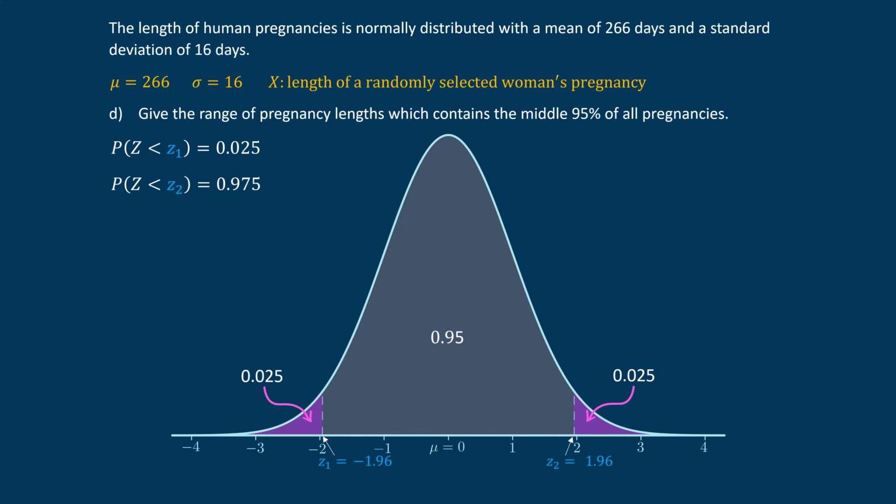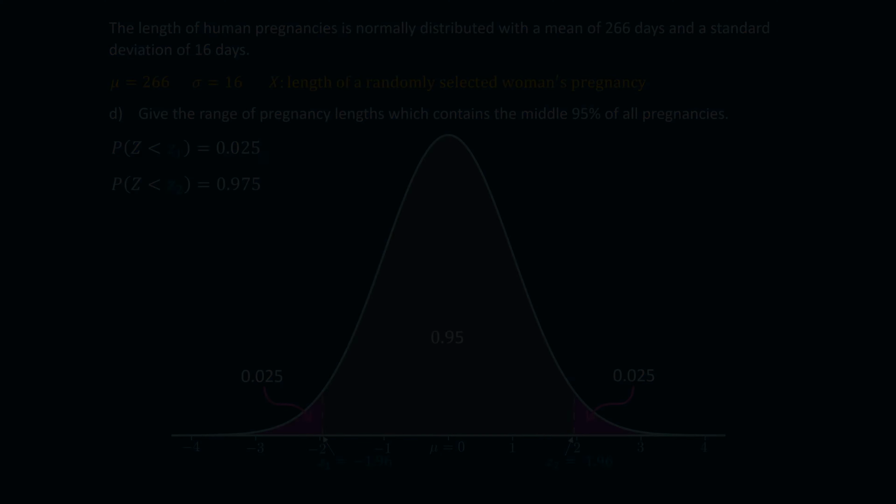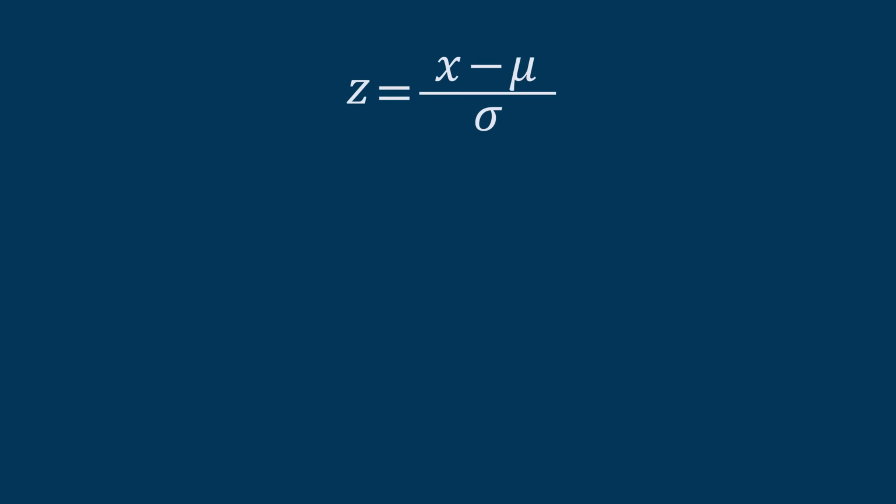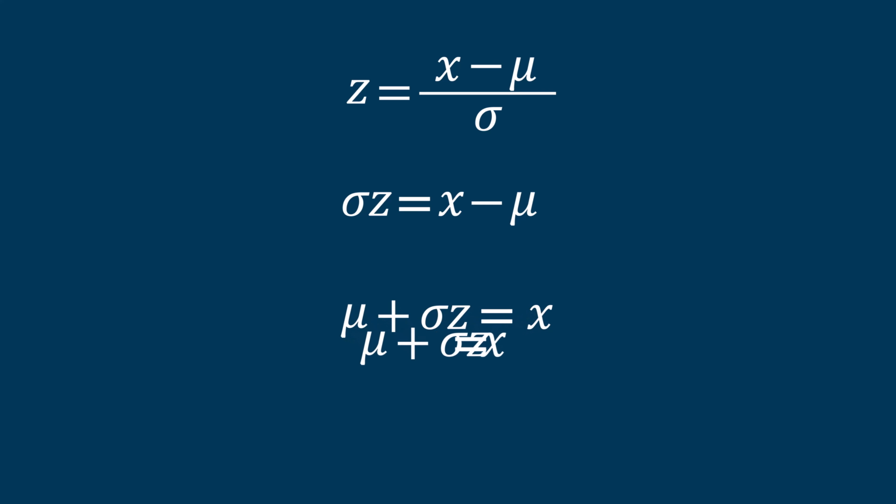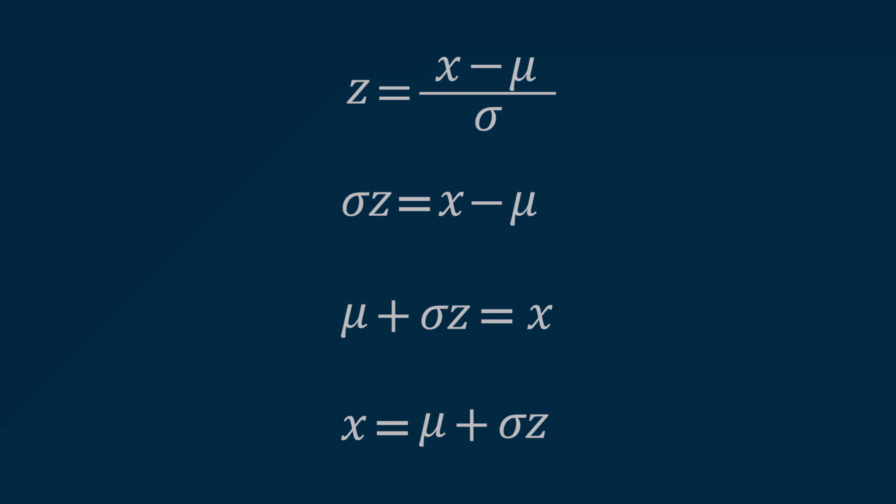The next step is to convert the two z-scores we found to x values representing pregnancy lengths. To do this, we'll need to solve the z-score formula for x. First, we multiply both sides of the equation by sigma to get sigma times z equals x minus mu. Then we add mu to both sides of the equation, and from that we get mu plus sigma times z equals x. Finally, we rewrite the formula as x equals mu plus sigma times z.